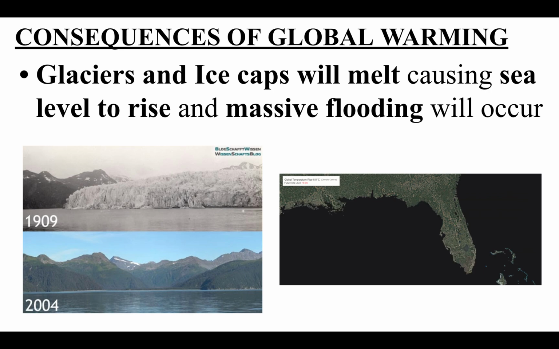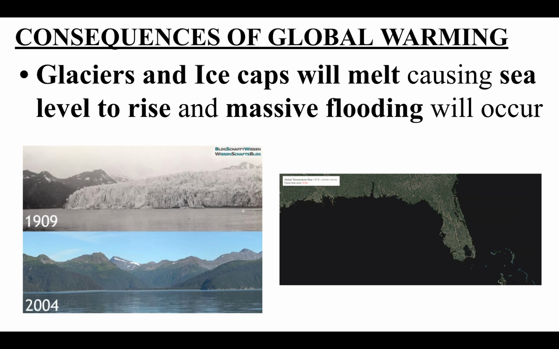What does that mean? What are the consequences of global warming? The first is glaciers and ice caps will melt. As it gets hotter and hotter, the ice in our world is going to melt. That's going to cause sea levels to rise and massive flooding will occur.